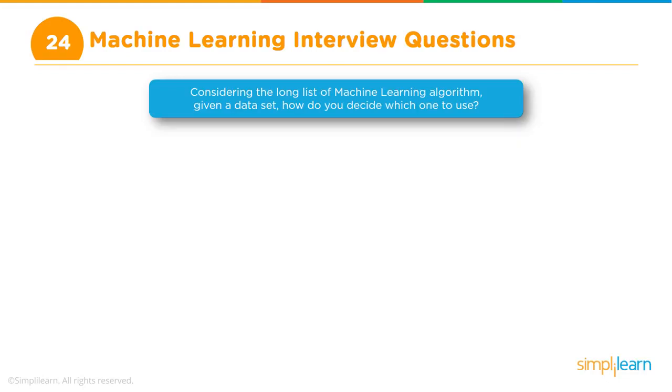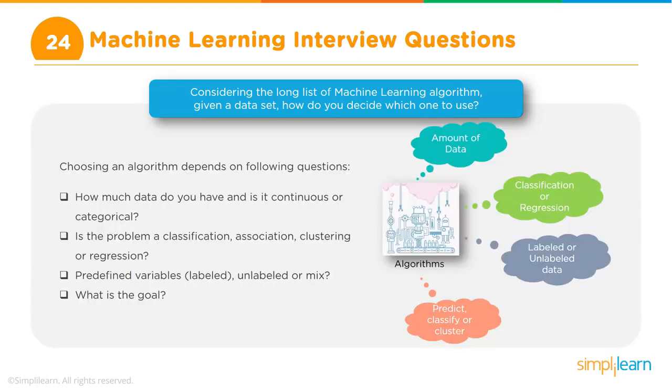So the next question is, considering the long list of machine learning algorithms, how will you decide which one to use? Once again, there is no way to outright say that this is the algorithm that we will use for a given data set. This is a very good question, but the response has to be that there will not be a one-size-fits-all. First of all, you can probably shorten the list by saying whether it is a classification problem or a regression problem. To that extent, you can shorten the list, because you don't have to use all of them.